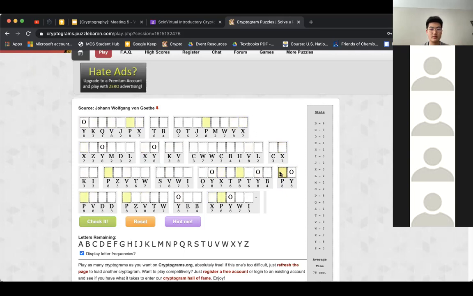Wait. Yeah, honestly, I can't really explain why I think P is T, but I'm pretty sure it's T, so I'll just put it down. But honestly, it's fine. Like what I would do, you basically just plug it in, and if it looks weird, you take it right back out, and then you put it somewhere else.